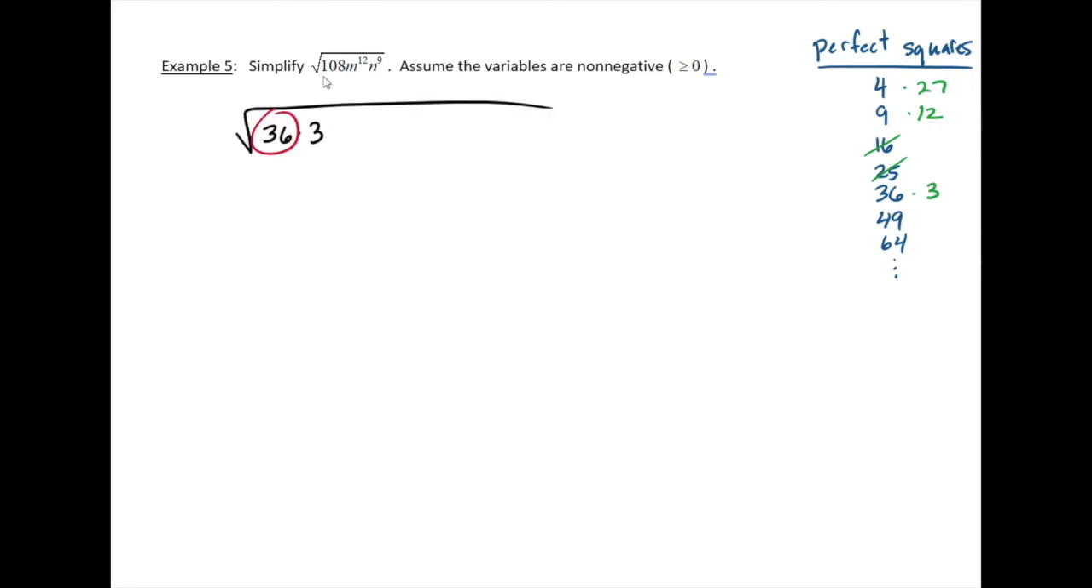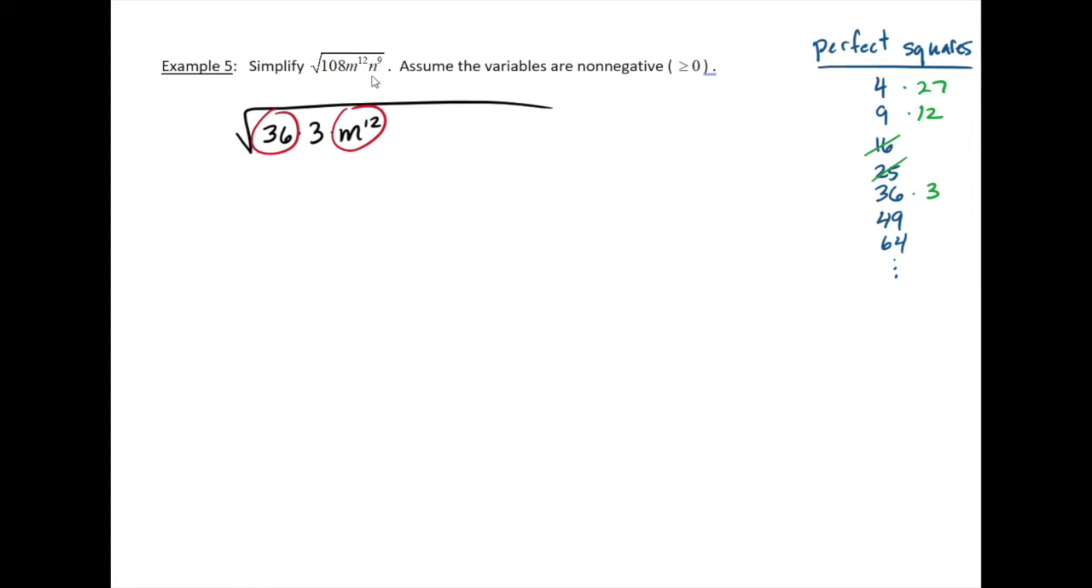So we start by writing 108 as the product 36 times 3. And since 36 is a perfect square, we'll be able to take the square root of that to move it outside of the radical. Now for the variables, remember, if the variable has an exponent that's a multiple of 2, then it's a perfect square. So we don't have to do anything to m to the 12th. m to the 12th power is a perfect square.